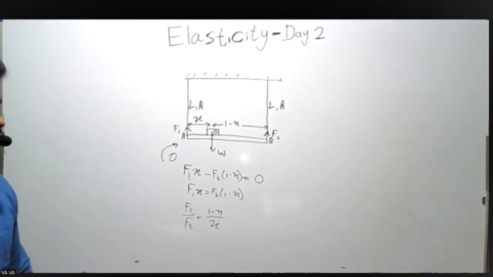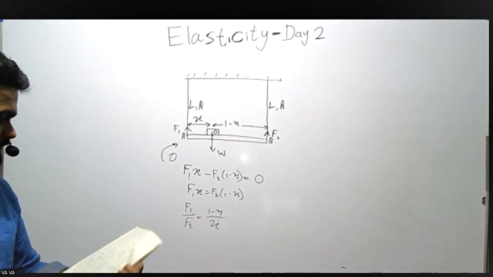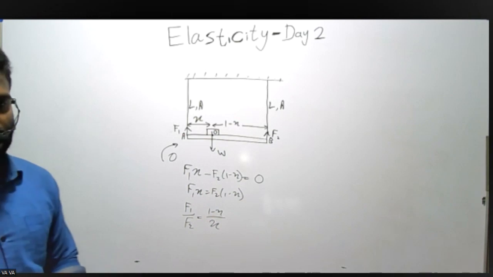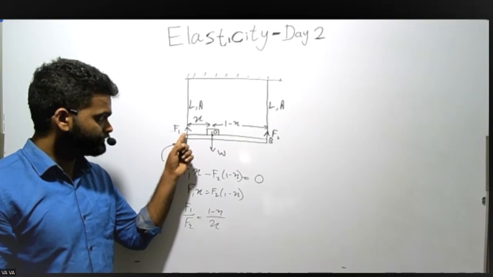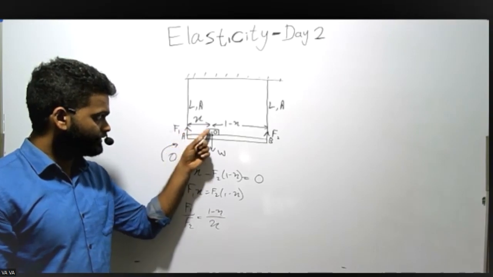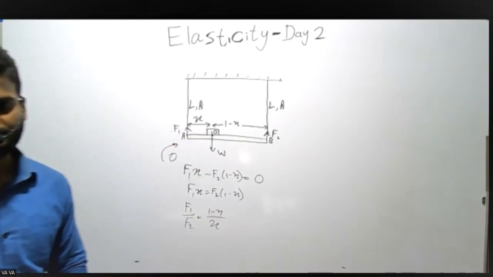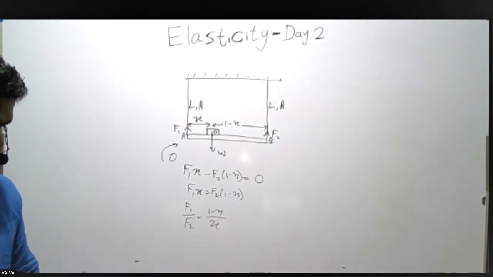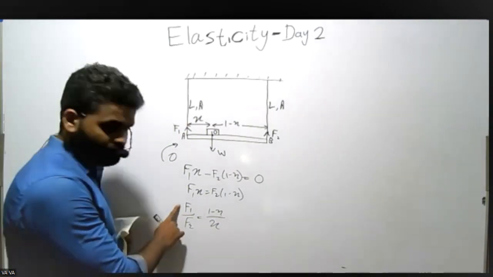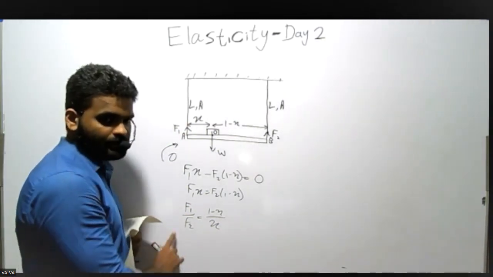So still we didn't get any answer there. The goal is to find X, the position of the object to be placed. So what can we do? We have to find this ratio, F1 divided by F2.